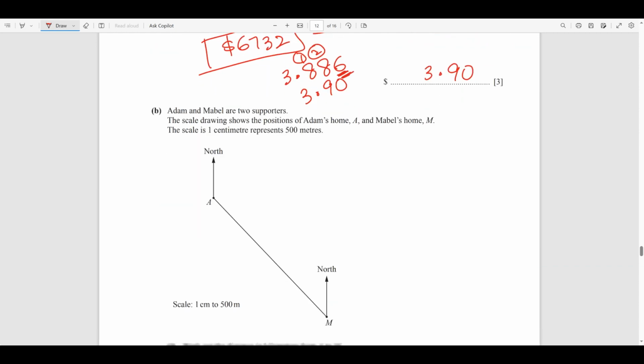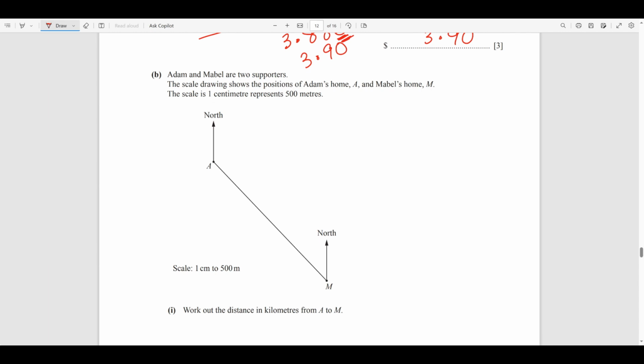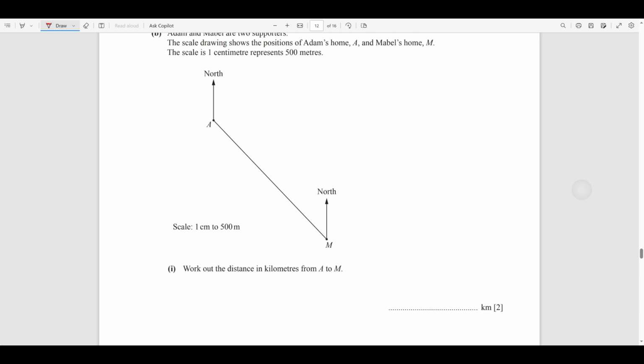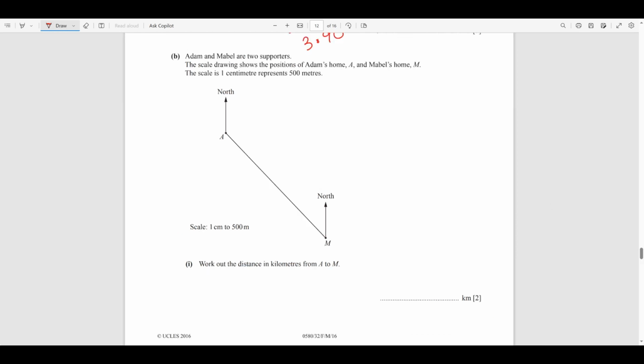Right. Part B, Adam and Mabel are two supporters. The scale drawing shows the positions of Adam's home A and Mabel's home. Okay, so this is Adam and Mabel's home. The scale is 1 centimeter represents 500 meters. Work out the distance. I don't really see how this can be done without a ruler, and I don't have a ruler right now. What you need to do is first measure the distance between A and M and then convert.